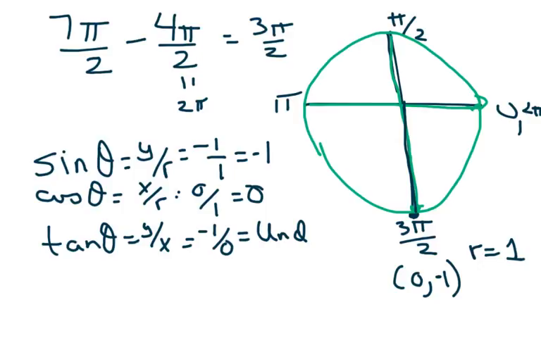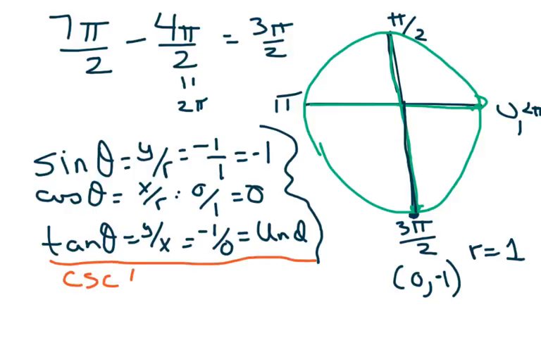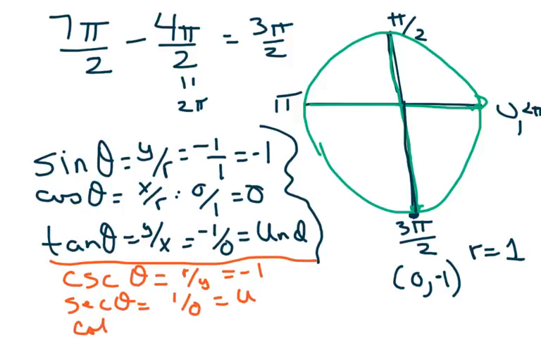And then you just flip everything for the others. So let me do that down in here. Cosecant of theta is just r over y, which is still going to give you negative 1. Secant of theta is going to be 1 over 0, which equals undefined. And cotan of theta equals 0 over negative 1, which is 0.